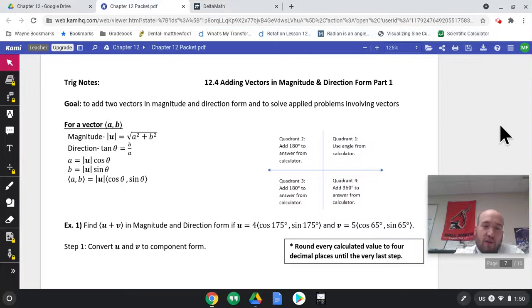Good morning, and today we are talking about 12.4. We're going to be adding vectors in magnitude and direction form, okay? And here's the thing, we haven't talked about what magnitude and direction form is yet, so we'll do that in just a second.